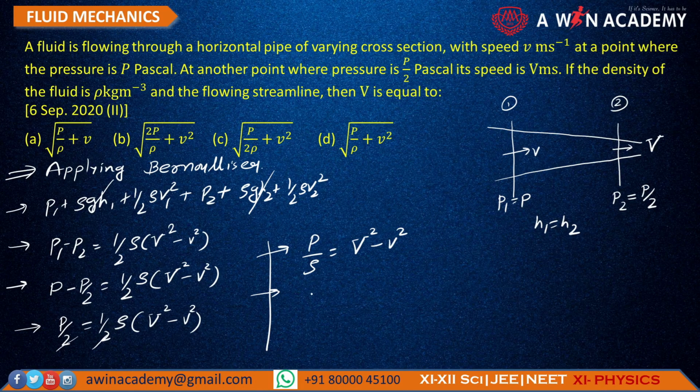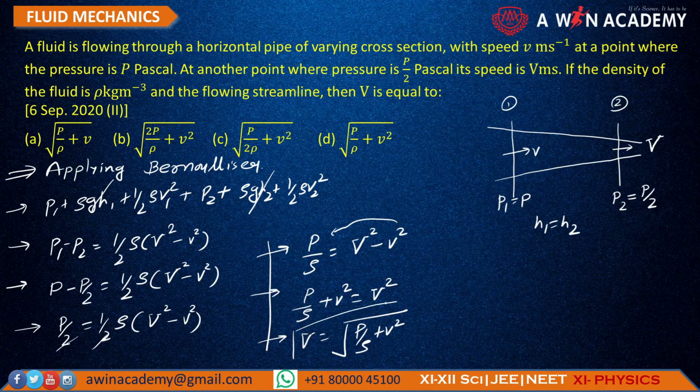And if we take small v to the other side, it will become plus. And if we remove the square from big V, we will get under root P by rho plus v square. This is the final answer. You can see here in the problem there will be option D. It is the correct one: under root P by rho plus v square.